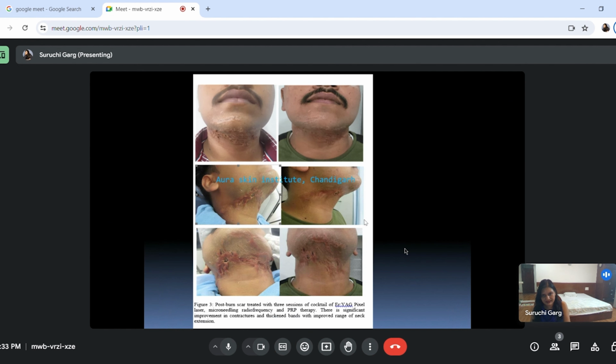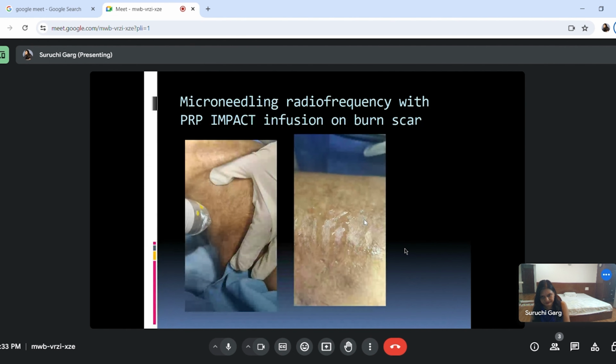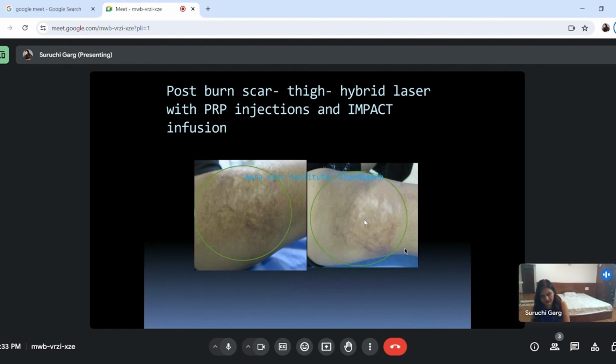So this is another case of burn with an electric wire, and he was a defense personnel. Because of the keloid formation, there was difficulty in extension of the neck. As he started doing the procedure with MNRF and PRP, his neck extension started improving, which is quite perceptible in the third photograph. You can see that the asymmetry and the neck extension has markedly improved, and even the keloid has improved.